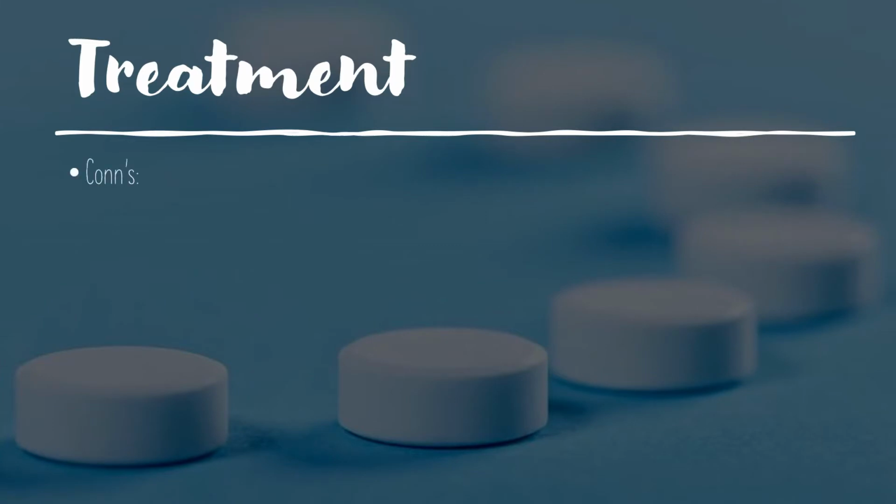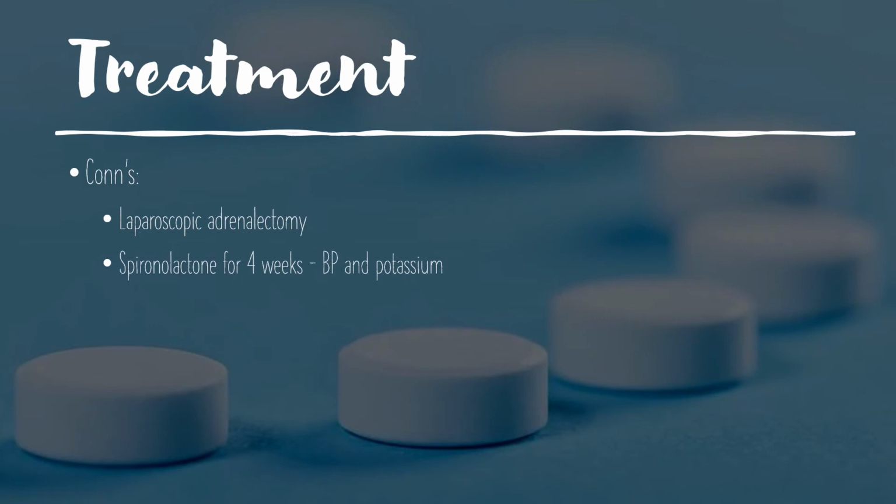If you have a patient with Conn's disease, so we know this is an aldosterone-producing adenoma, you're going to want to do a laparoscopic adrenalectomy. You can also give spironolactone in order to control blood pressure and potassium levels. So remember, spironolactone is a potassium-sparing diuretic, so this increases the potassium, which is good because we know that the potassium is being over-excreted in this disease, so the patients are hypokalemic.